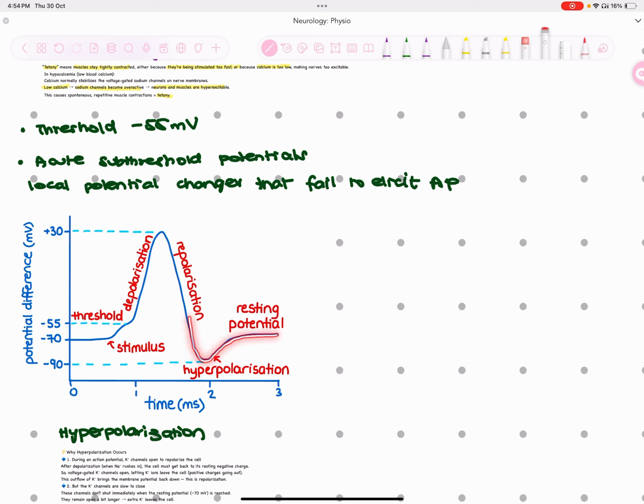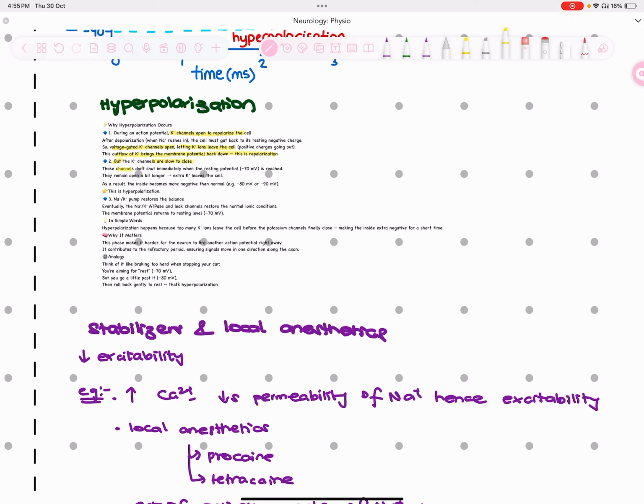During action potential, potassium channels open to repolarize the cell. After depolarization, when sodium rushes in, the cell must get back to its resting negative charge. So voltage-gated potassium channels open, letting potassium ions leave the cell. The outflow of potassium brings the membrane potential back down. This is repolarization, but the potassium channels are slow to close. They don't shut immediately when the resting potential is reached. They remain open a bit longer. Extra potassium leaves the cell. As a result, the inside becomes more negative than normal. For example, it will become minus 80 or minus 90. This is hyperpolarization. The sodium potassium pump is going to restore the balance, right?